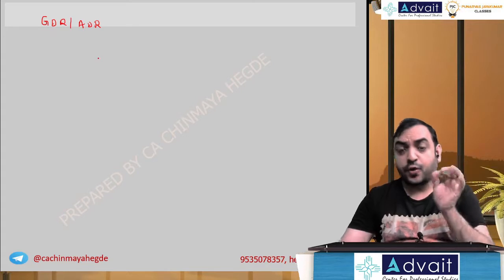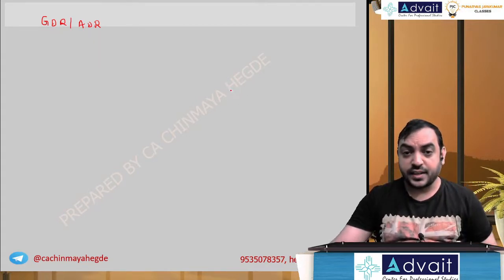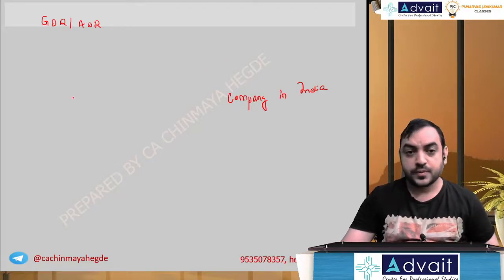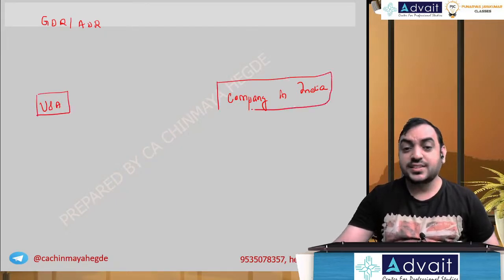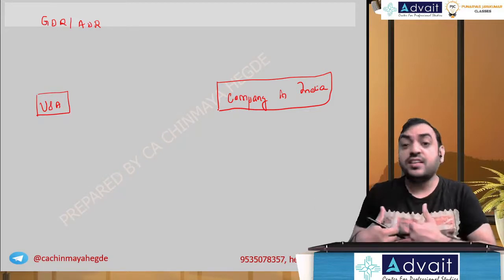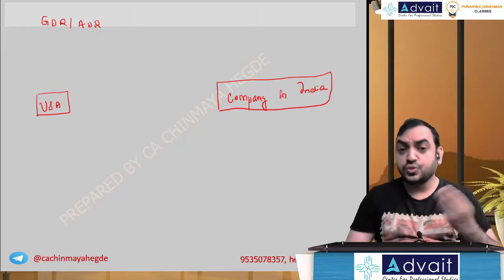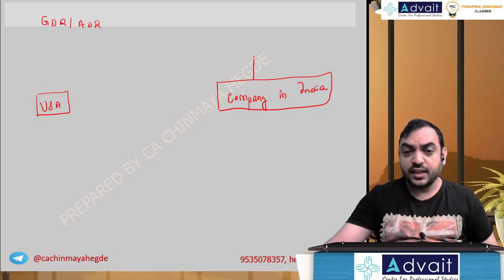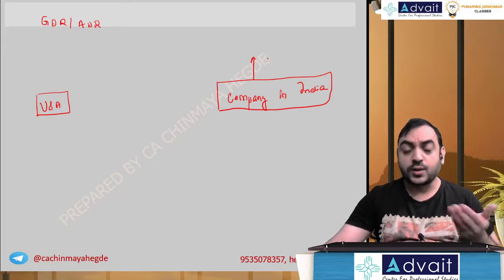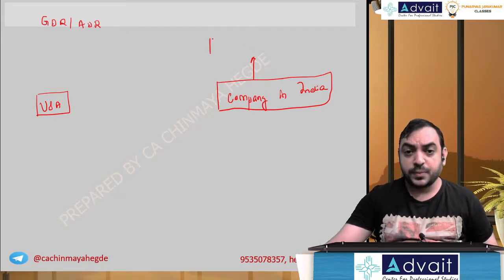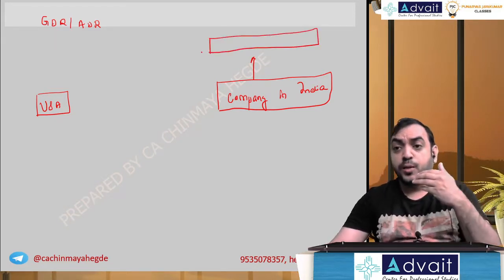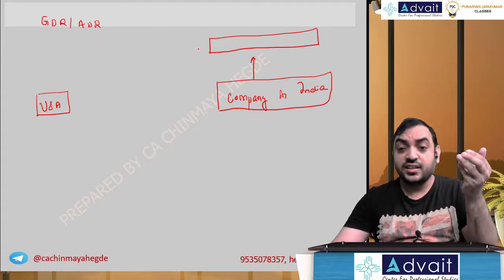This is basically applicable for an Indian company in India. They want to raise money outside India, let's say from USA. They want to raise the capital not from Indian investors but from foreign people. So what they do, the company in India will issue shares, or at least they will deposit shares with what we call custodians. For example, SBI.